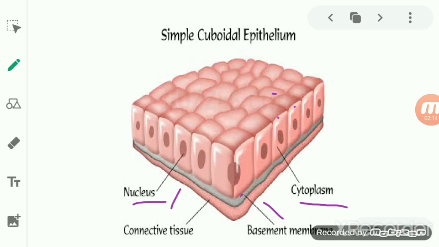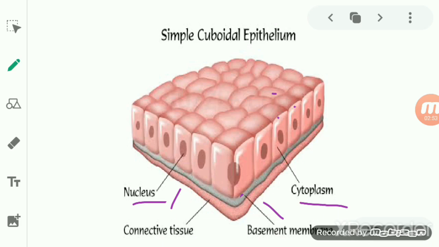There is one modification by which the cuboidal epithelium changes into another one. Before that, let me tell you the other locations where the cuboidal epithelium is present. It is also found in the kidney tubules and in the glands, that is in the thyroid vesicles. It is present in the salivary gland, in the exocrine pancreas, as well as in the sweat gland. So this is the cuboidal epithelium.